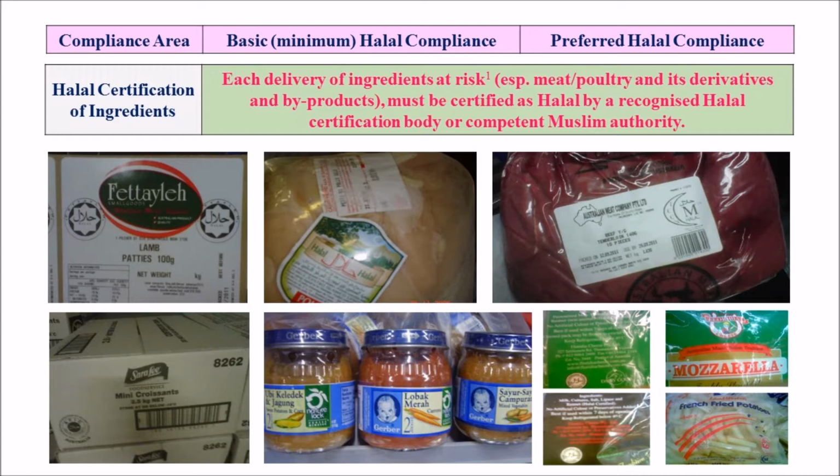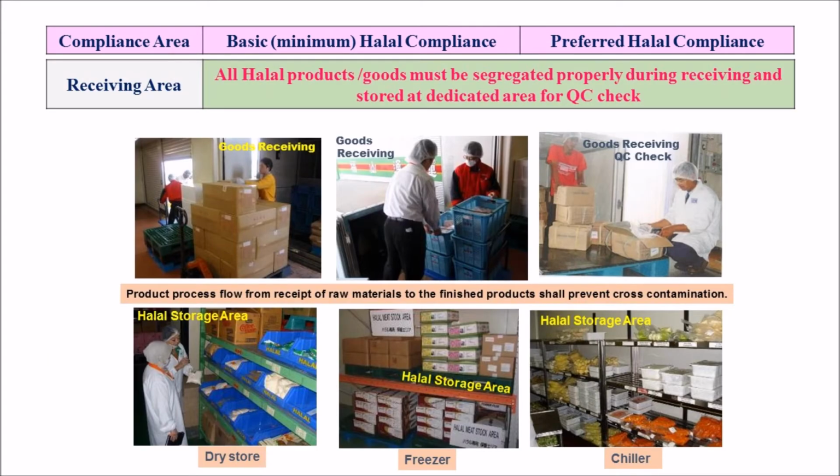Now talking about the receiving area, it is divided into three: dry store, freezer, and chiller. So for a good receiving area, you have to check the quality, the quantity, and so on. For the quality check, you have to make sure it is properly segregated during receiving and storage at the dedicated area: dry store, freezer, and chilled items.